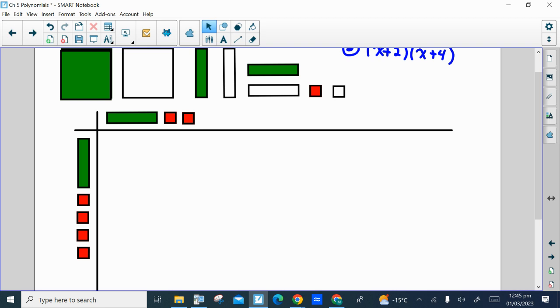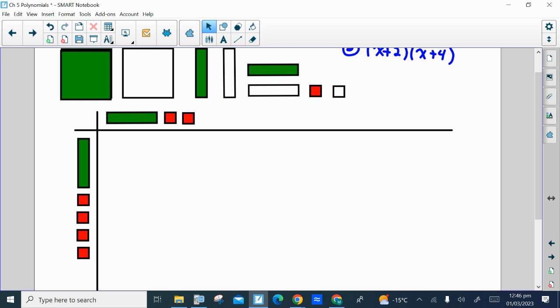So there's positive x plus 4. You should be coloring these in right now, because we're then going to use this same method so that we can factor these trinomials.